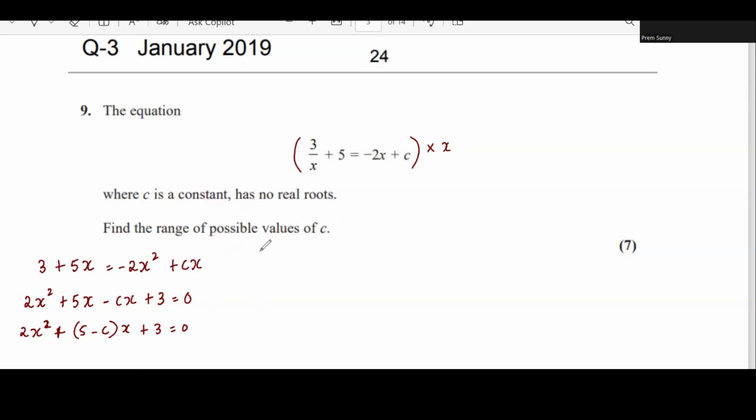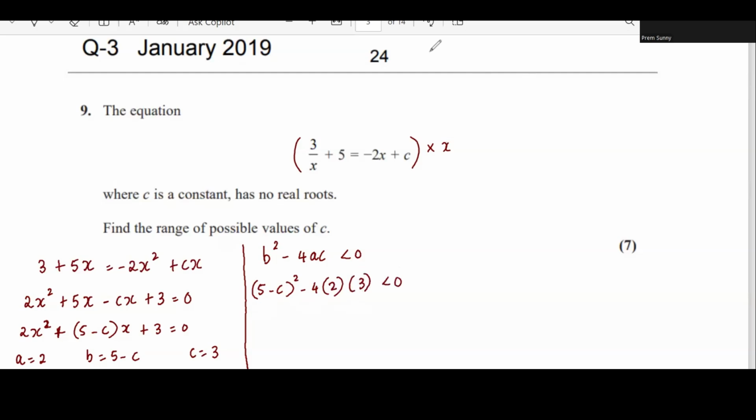So b² - 4ac should be less than 0. What's my a here? a is 2, b is 5 - c, and c is 3. Let's just substitute in this. b is 5 - c, so (5 - c)² - 4 into a is 2 and c is 3, is less than 0.